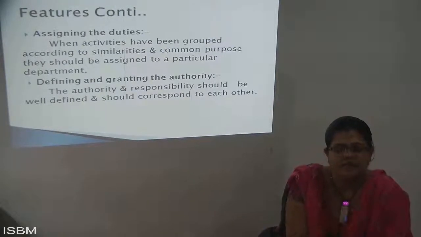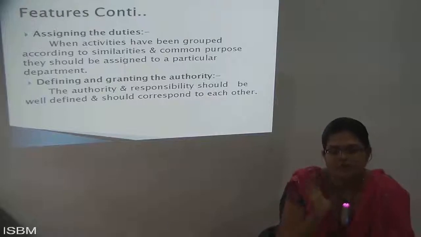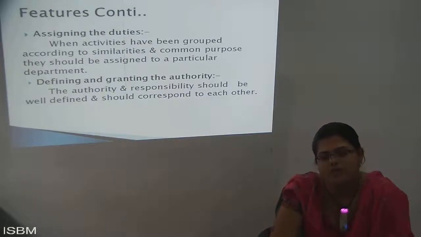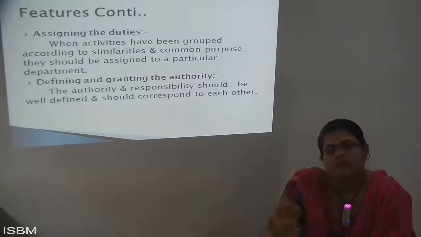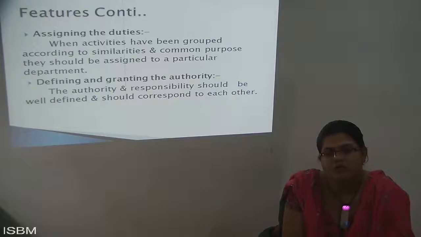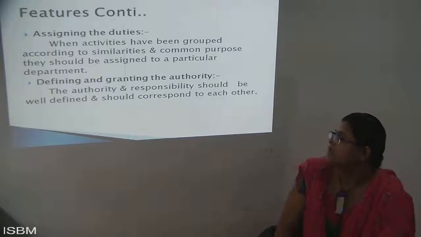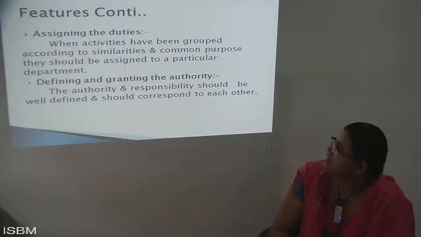Department-wise I assign the duties, meaning this thing should be done by this department, and that thing by that department. Finance will handle only finance, accounts will handle only accounts, marketing will handle only marketing, HR will handle HR. In the organization there is one type of similarity called a department, and with the help of the department the duties are assigned to each and everyone. Then afterwards, defining and granting the authority.